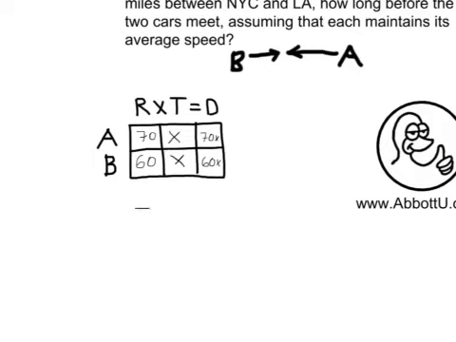So 70x, I'm going to make this a little bit thicker. So 70x plus 60x equals 520 miles.